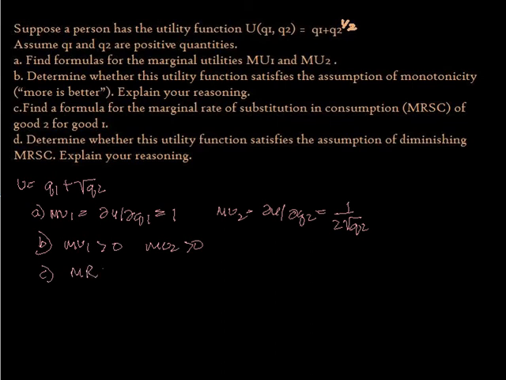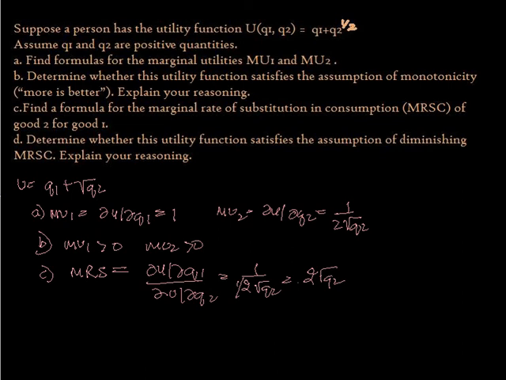Then you need to find out the formula for MRS, which is del u by del q1 upon del u by del q2. So that is 1 upon 1 upon 2 root q2, which is nothing but 2 root q2.